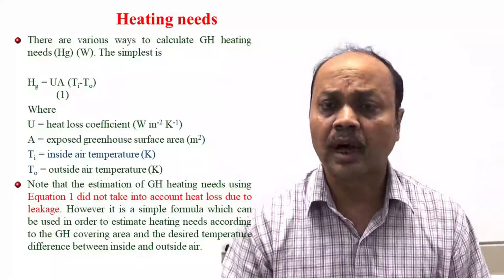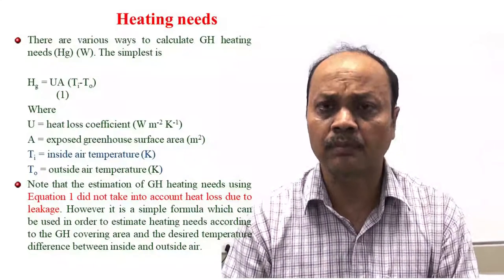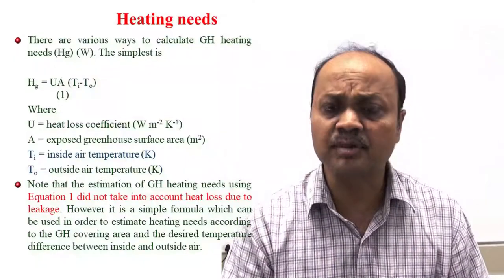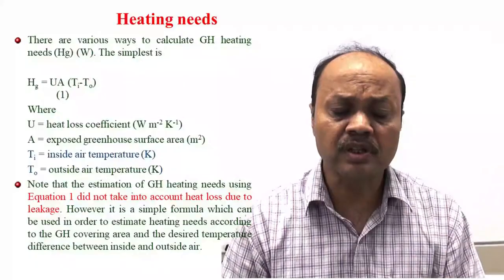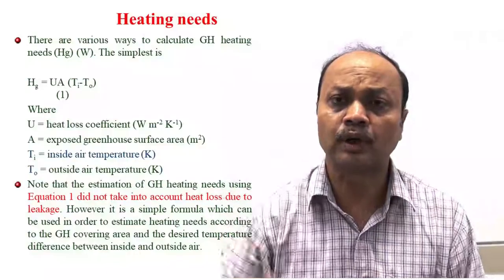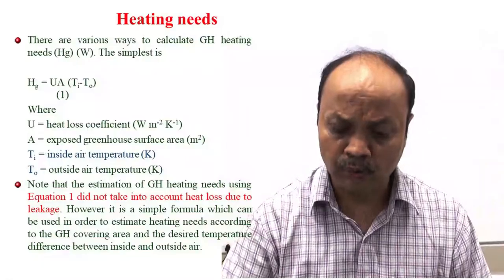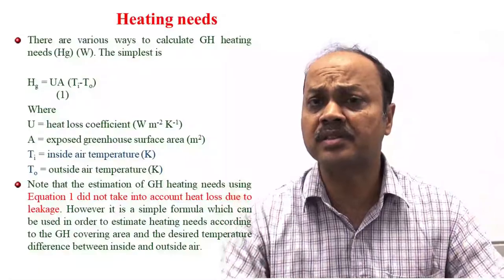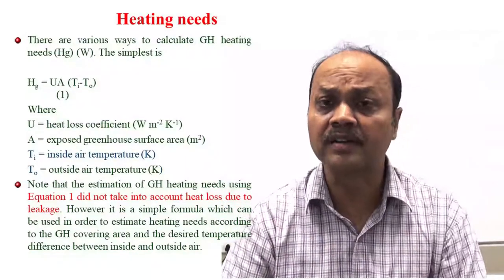I think in class 12 you have learned the basic equation of heat transfer, that is UA(TI minus T0). TI is the inside temperature, meaning the temperature we are willing to maintain inside, and T0 is the outside temperature. U is the overall heat transfer coefficient, and A is the exposed area. Through that, your greenhouse loses energy. So based on that, you will be able to calculate. But here we are not taking the leakage into account. Various equations are there, but this is the simplest one to know how much heating is required.